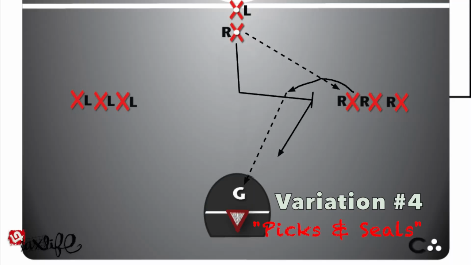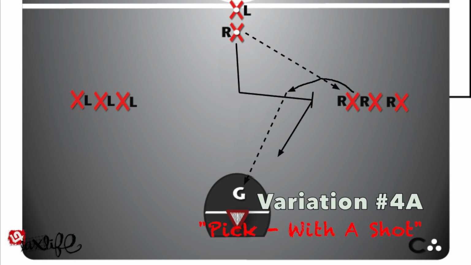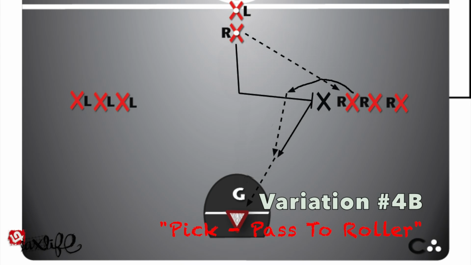Lastly, Variation number 4 is picks and seals. In Variation number 4A, the point player passes to the same-handed shooter and picks for the shooter, who then comes around and takes a shot. Otherwise, they can pass it to the roller, which is Variation number 4B.